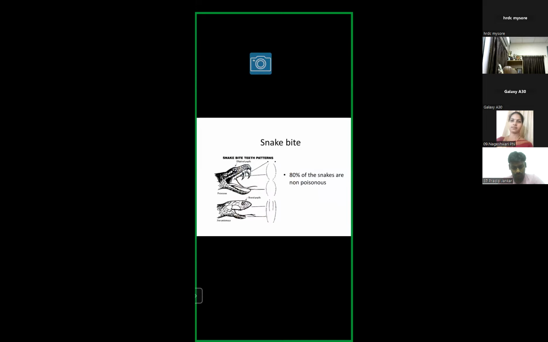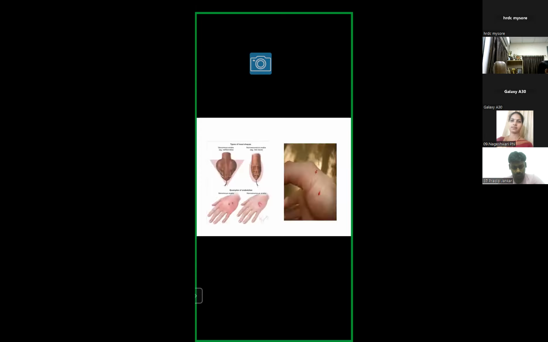First, identification of the snake is very important, to identify whether it's poisonous or non-poisonous. Please remember, more than 80% of snakes in India are non-poisonous. Only nearly 12 to 15% are poisonous snakes, and we can easily recognize that by seeing the snake. If you are an expert, definitely there may be biology teachers and biology professors in this group who are very much aware of this information.